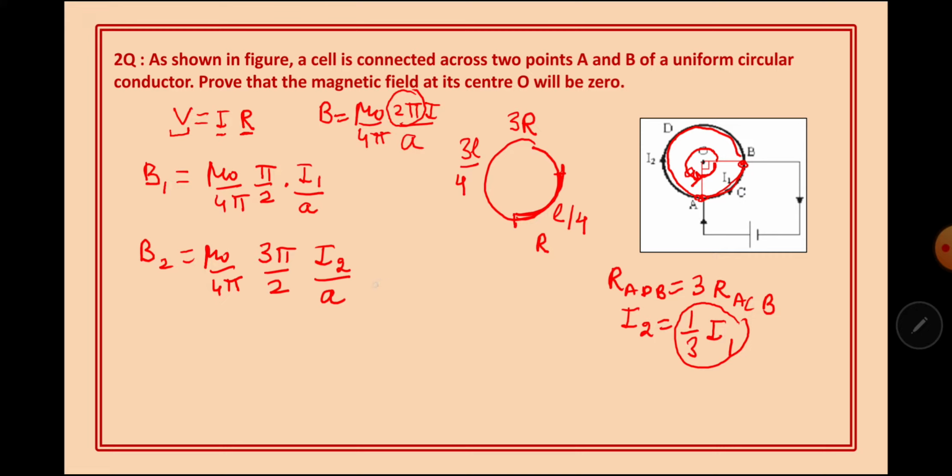So if I substitute this value here, mu naught upon 4 pi into 3 pi by 2 into I naught, which is 1/3 of I1 upon A. If I simplify this, the 3 in the numerator and denominator will get cancelled out. And now if I look at the value of B1, I get to know that B2 is also equal to B1. So from this, I have learned that B2 is equal to B1.